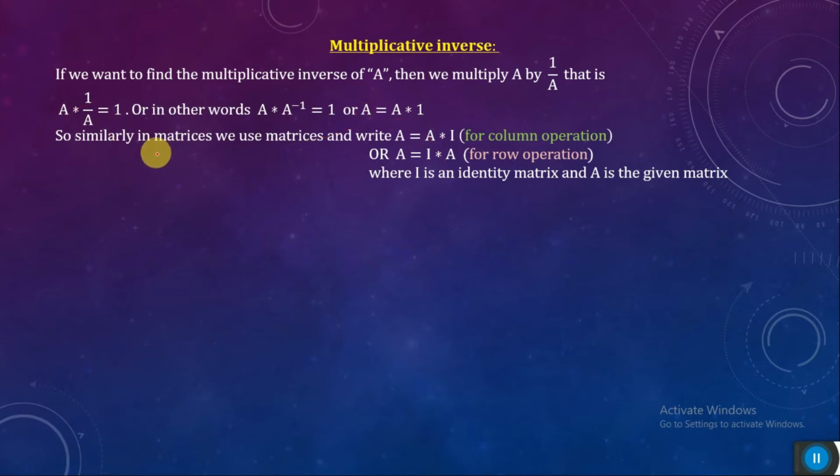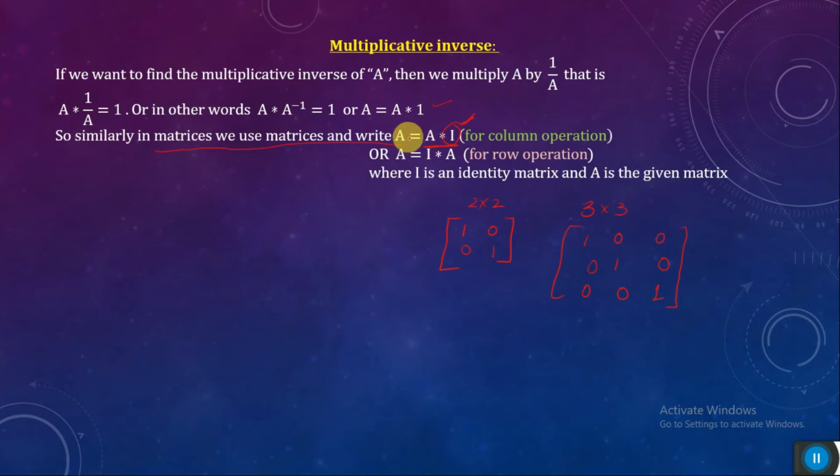Now you see, similarly in matrices we use a equals to a into 1. Here this will be treated as identity matrix. In numbers we had 1. In matrices we will have identity matrix. You know what is an identity matrix? A matrix which looks like this. For 2 by 2, for 3 by 3, it looks like this: 1, 0, 0, 0, 1, 0, 0, 0, 1, right?